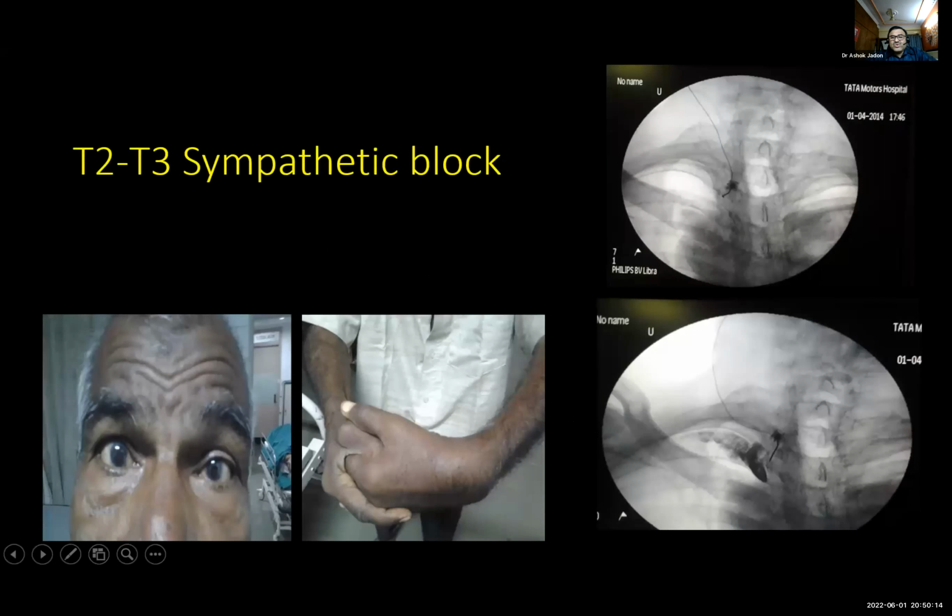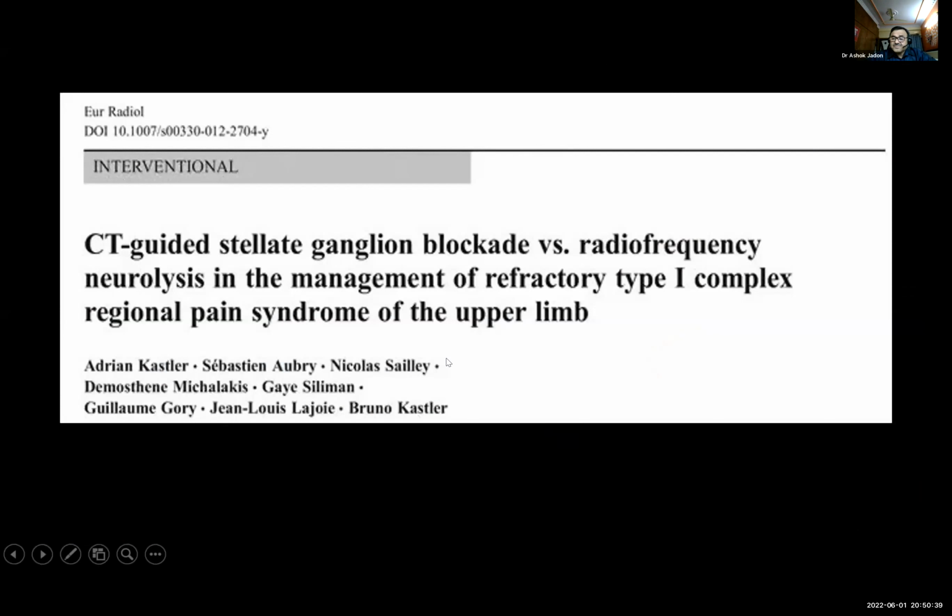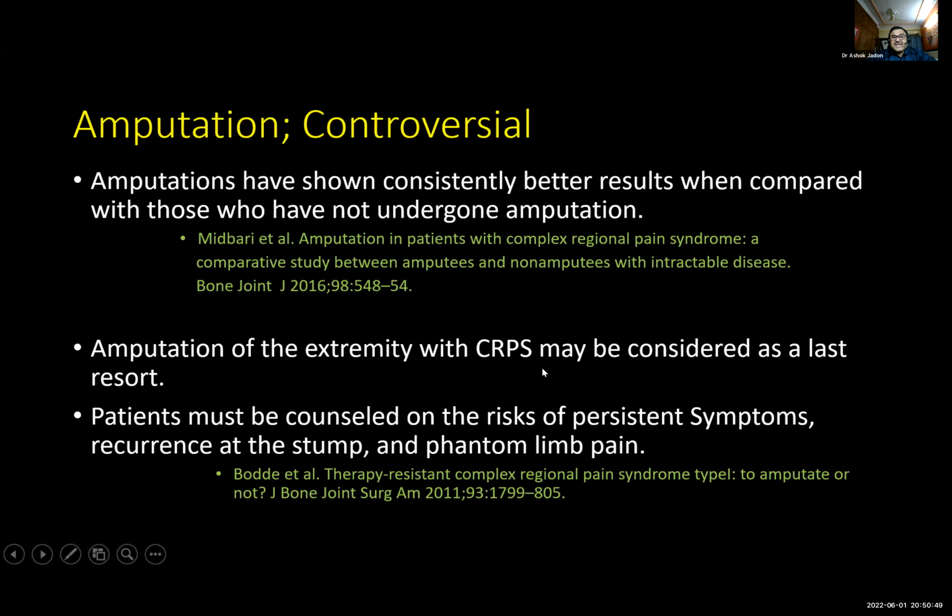But one thing to remind you: even if the first step fails, never conclude that it is not sympathetically mediated pain. In the upper limb, the sympathetic supply may go through the Kuntz nerve. So if the stellate ganglion block fails, always give one try for a T2, T3 sympathetic block. Even if it fails, then you can designate that this patient does not have sympathetically mediated pain. And if your stellate ganglion block has given a good result but short lasting, then you can definitely go for radiofrequency neurolysis.